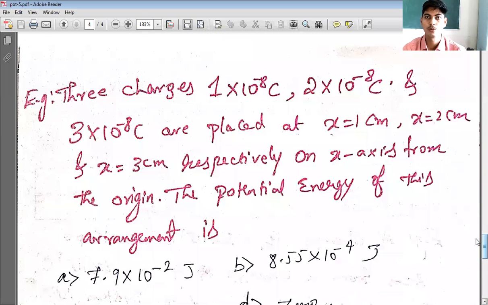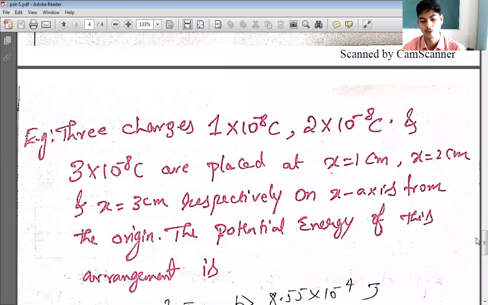We also have potential energy of a system of three charges. We have a problem on it. Three charges, 1 into 10 power minus 8 coulomb, 2 into 10 power minus 8 coulomb, and 3 into 10 power minus 8 coulomb are placed at x equals 1 centimeter, x equals 2 centimeter, and x equals 3 centimeter respectively on the x-axis from the origin.